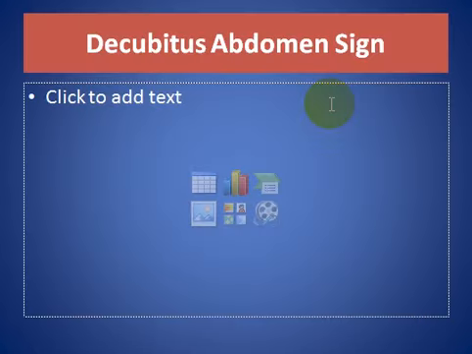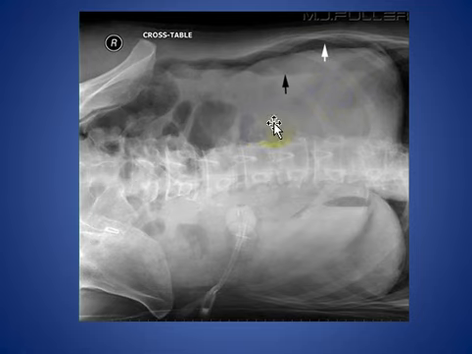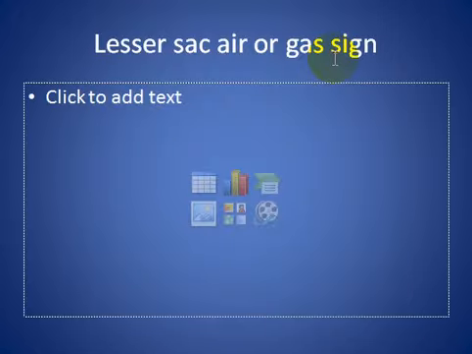Decubitus abdomen sign. We see in this patient, the patient is in the left lateral decubitus. It is a cross-table X-ray, and we see the air overlying the liver, and between the liver and the abdominal wall, and this is pneumoperitoneum.